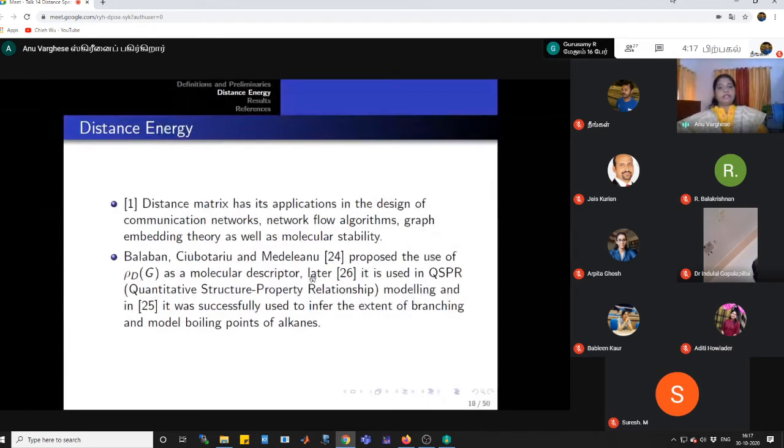Balaban, Ciubotaru and Medeleanu used it as a molecular descriptor in quantitative structure-property relationship modeling, and it was successfully used to infer the extent of branching and model boiling points of alkanes.